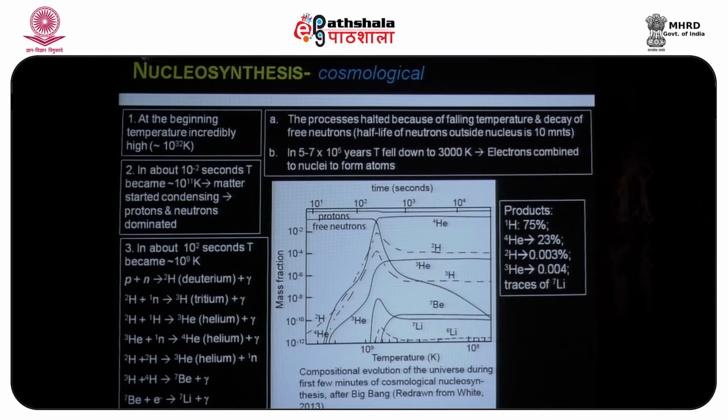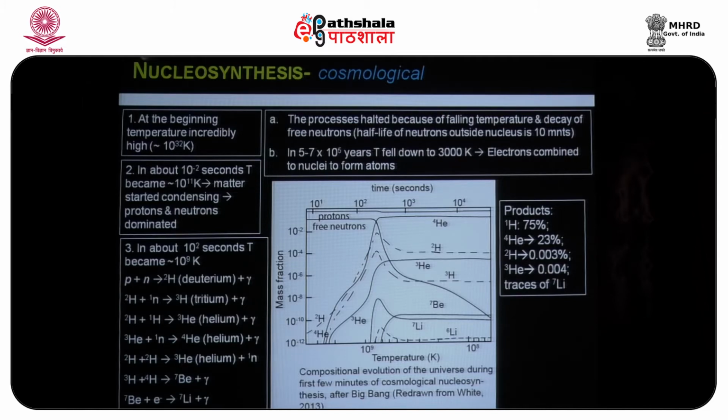In about a further 10 to the power 2 seconds, the temperature became 10 to the power 9 K, and these protons and neutrons started combining to form deuterium, tritium, the isotopes of hydrogen, as well as different isotopes of helium. But the temperature was still so high that the nuclei could not combine with the electrons to form the atoms. Now, this process of formation of hydrogen and helium halted because the temperature decreased significantly due to the rapid expansion of the universe, as well as the abundance of free neutrons declined rapidly, as the half-life of a neutron outside the nucleus is just about 10 minutes. So, the first universe was then composed of hydrogen and helium.